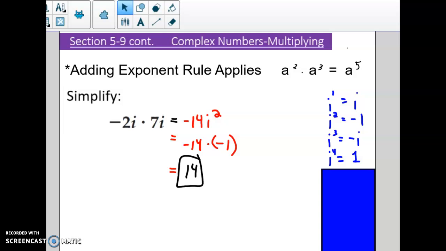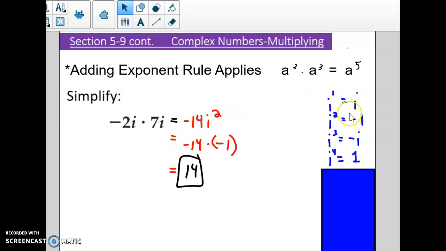Guys, when we talk about multiplying with complex numbers, it's very important that you realize that when you multiply, you treat them like variables. So for instance, I always talk about the adding exponent rule that applies. So a to the second times a to the third equals a to the fifth. In this case, we're going to have 1i times 1i here. We're going to get negative 14 because negative 2 times 7 is negative 14. We got i to the second.